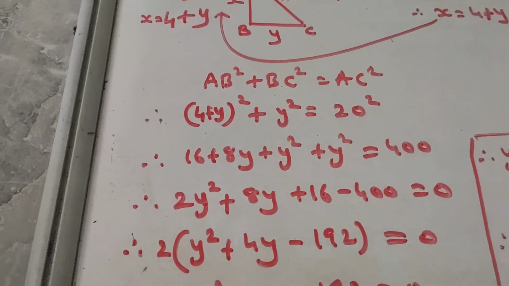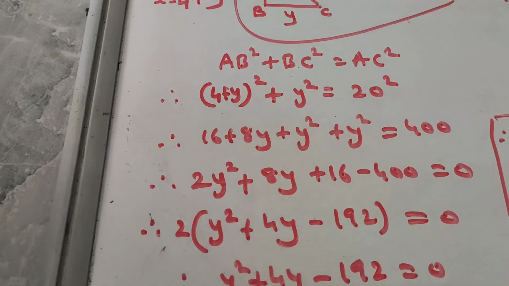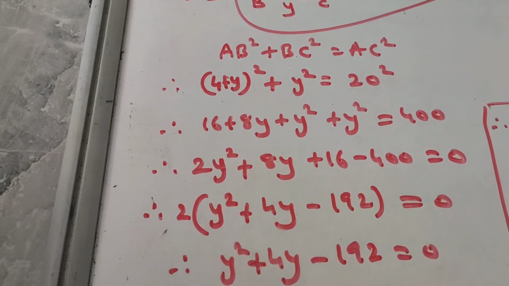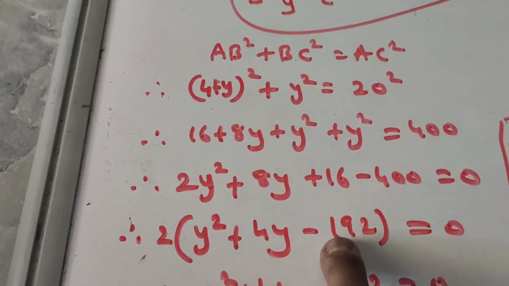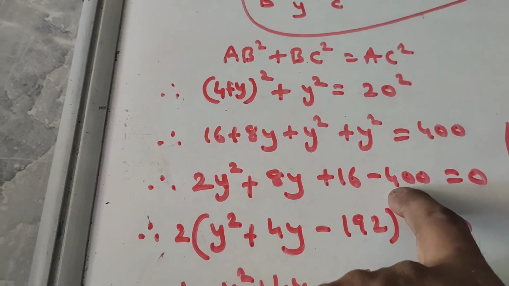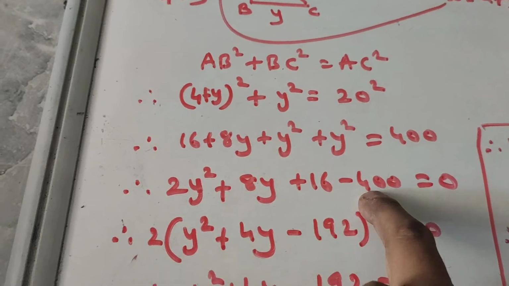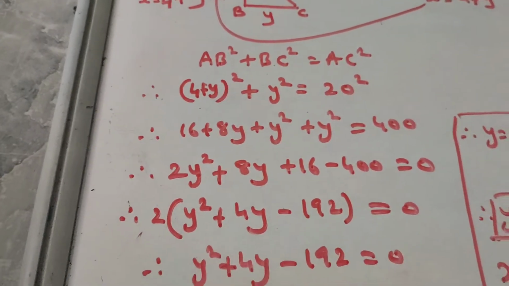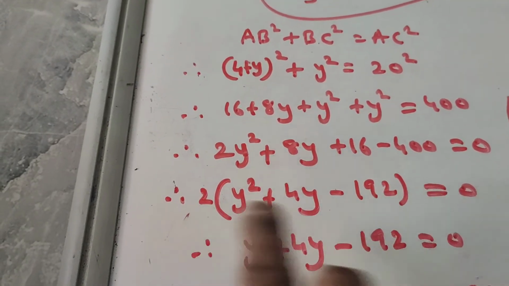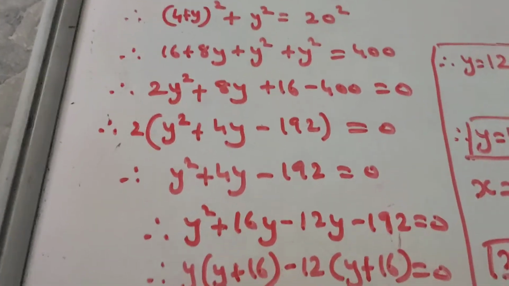Placing the values, we get 4 plus y whole square plus y square equal to 20 square. And simplifying it, we are getting 2y square plus 8y plus 16 minus 400 is equal to 0. Taking 2 common, we get y square plus 4y minus 192. I hope you understood how you got 192, because if you subtract 16 from 400, or you can say plus 16 from minus 400, you get minus 384, and taking 2 common from that, you get 192. So you get y square plus 4y minus 192 is equal to 0.